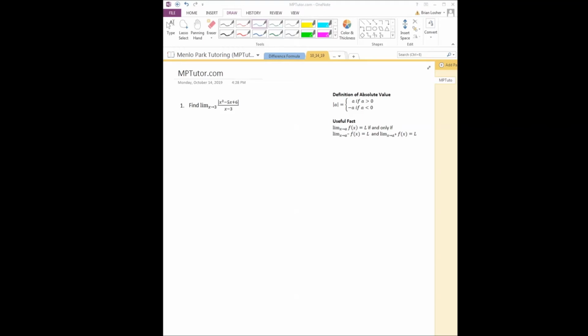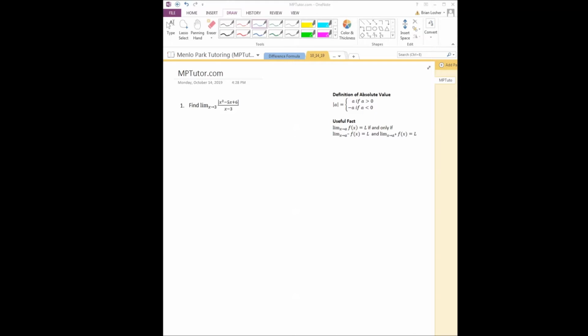This limit hinges on two parts. The first is, how are we going to handle the absolute value? And secondly, what can we do when we plug in 3 into both the numerator and denominator and get 0 over 0? For the absolute value, we have to remember that piece of Algebra 2 that you learned on the first day and didn't pay too much attention to.